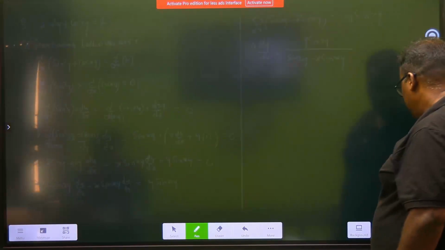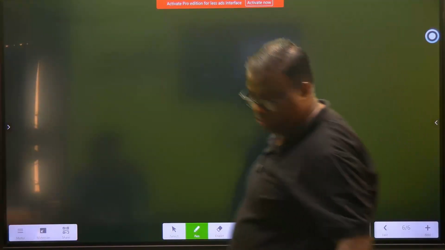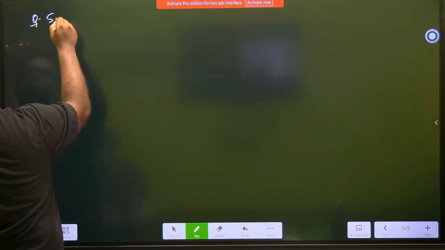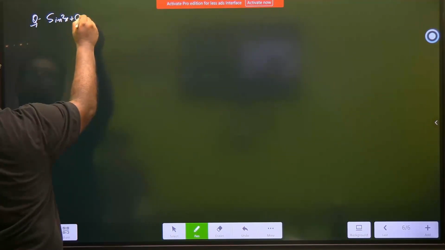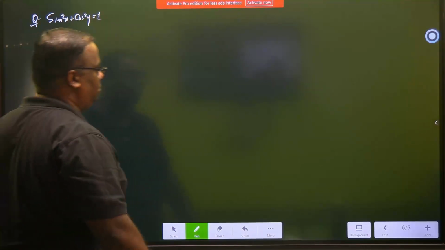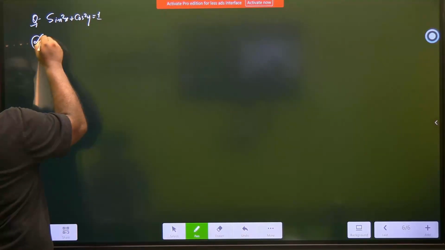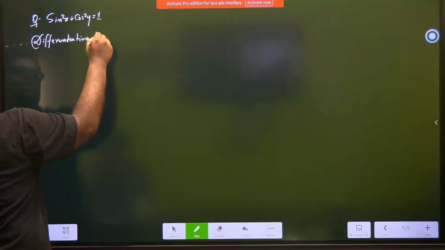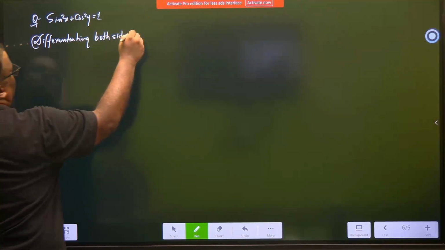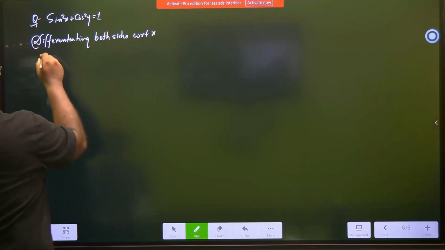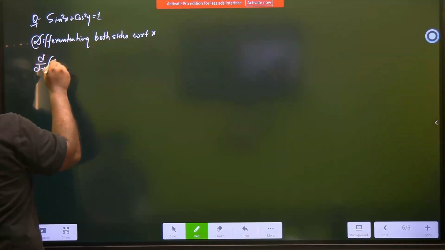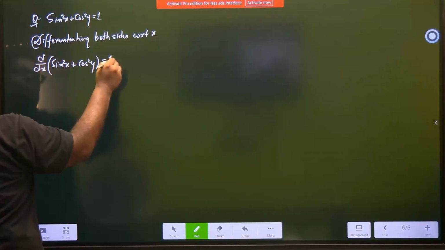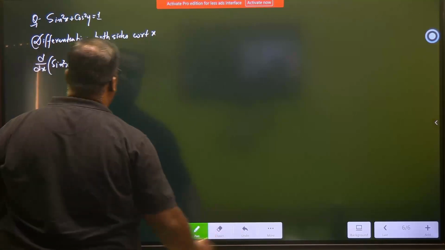The last of this series in your book, question number 8: sin squared x plus cos squared y is equal to 1. Sin squared x plus cos squared y is equal to 1. Right? So we differentiate both sides with respect to x. So you have d/dx of sin squared x plus cos squared y, which is equal to d/dx of 1.